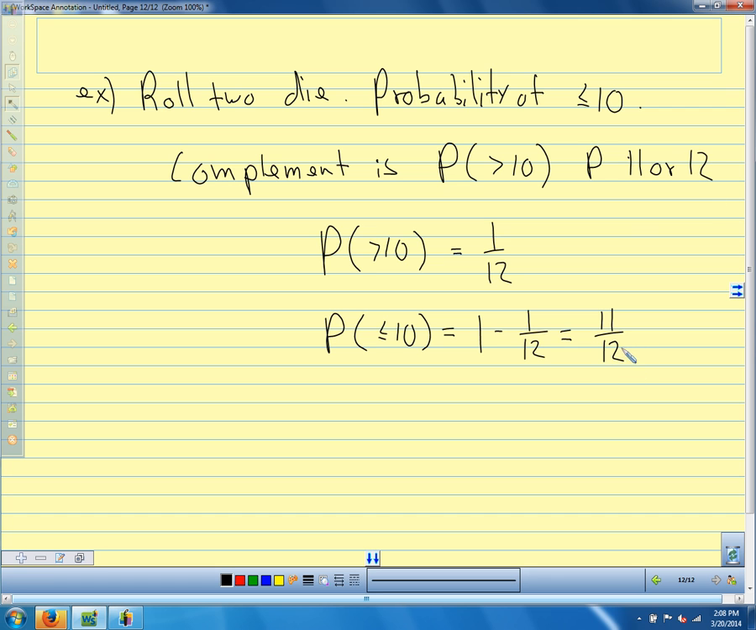So for this particular example, it wouldn't necessarily be that difficult to calculate the different numbers of ways we could get a total less than 10. But if we have a lot of things to count, it can be more difficult to count those things, and finding the probability of the complement is a little easier.